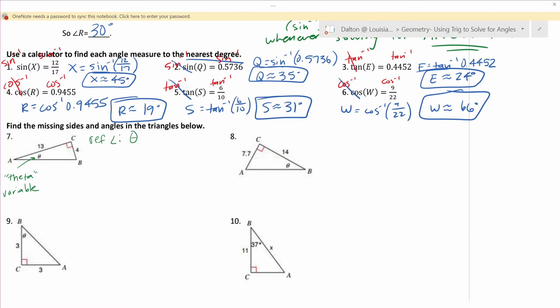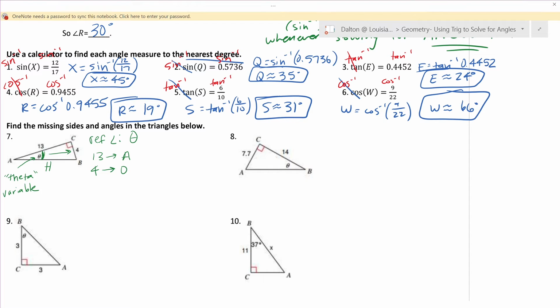Okay, so if your reference angle is theta, then you list out your other stuff. So we've got 13 and we've got 4. Remember, you're using words like adjacent, opposite, and hypotenuse. So before we label, let's go ahead and determine our hypotenuse. Across from the 90-degree angle here is H. So our hypotenuse is not going to be a part of this, right? It's just going to be 13 and 4. So 13 is the side that's touching angle theta, which means that is adjacent. And then 4 is completely opposite of angle theta, which is opposite.